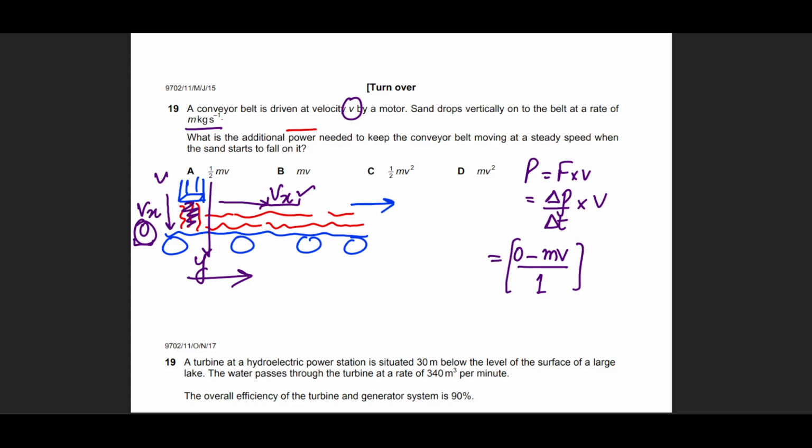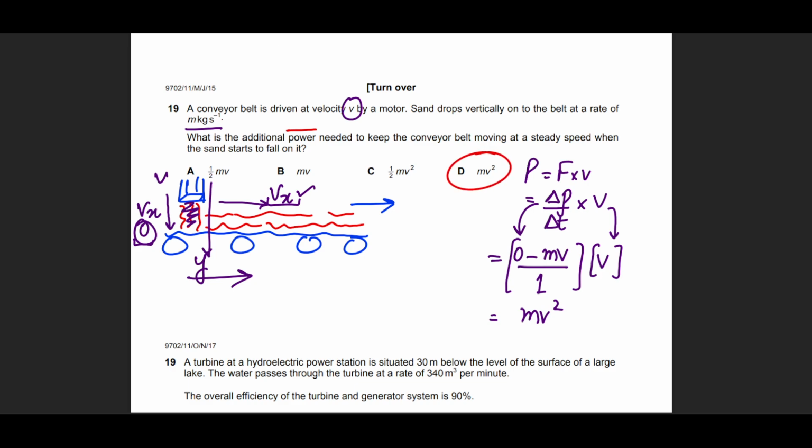This comes out as my force as a change of momentum multiplied by v, which is already a part of the equation. So I am left with mv square. Of course, we are ignoring the negative sign over here. It does not matter. So the final answer is option D.